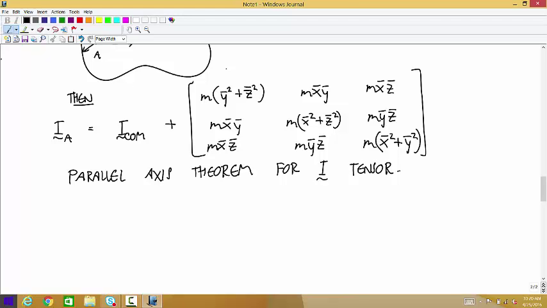And to add these matrices, you just add element by element. So add the 1, 1 element of the moment of inertia about the center of mass to this value, and that's your new 1, 1 element. Add the 1, 2 element of this to this value, that's your new 1, 2. So just do it element by element. Anyone have any questions about that yet?